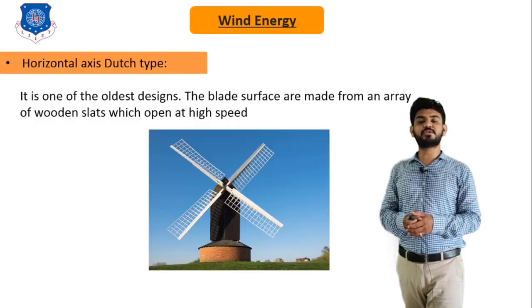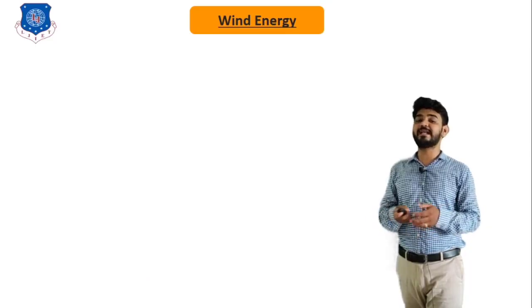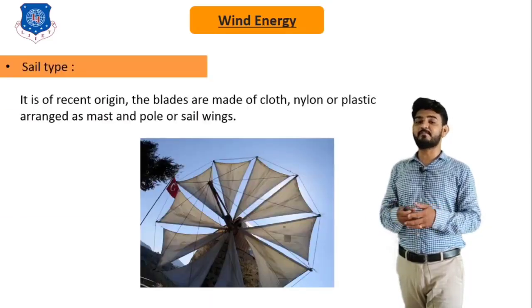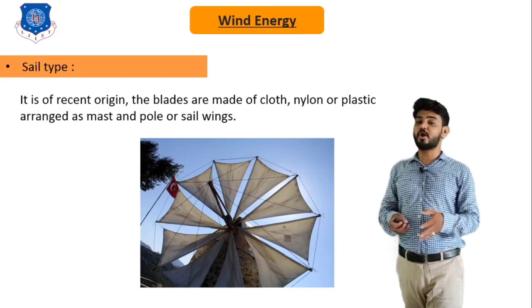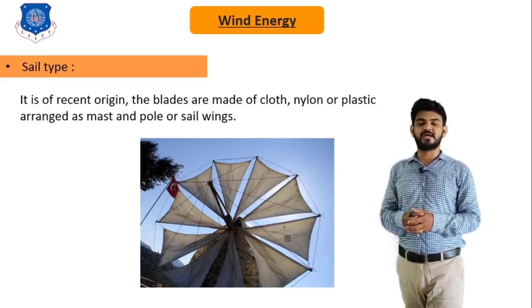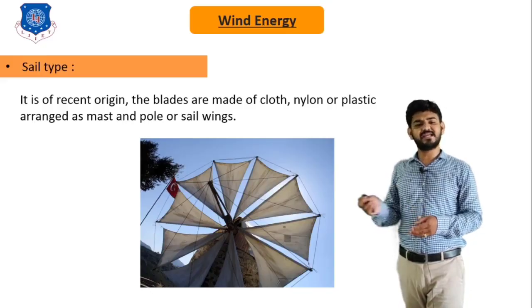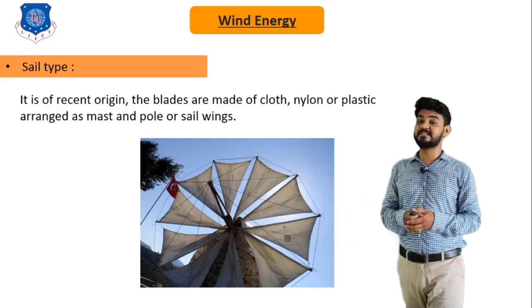Now let's move to the next type of wind energy collector under the tag of horizontal axis, and that is the sail type of collector. It is a recent development in which the blades are made up of cloth, nylon and plastic material. That's why we can reduce the cost of metal, but not only that, the weight of the blade is also reduced, and we can increase the efficiency of the wind energy conversion system. Here in this image we can see a sail type of horizontal axis wind energy collector.